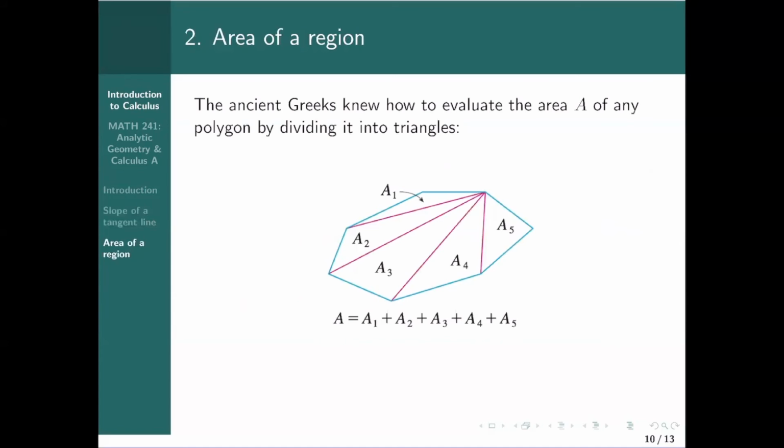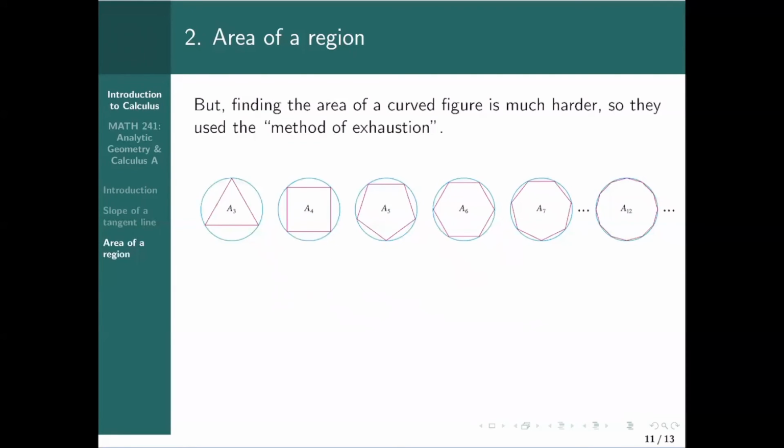Now let's consider another problem, which is the following. How do we find the area of a complicated region using approximations? Well, the ancient Greeks knew how to find areas of any polygons. And how did they do that? If we divide any polygon into triangles, as shown in this image, we can simply add the areas of the triangles, and this is going to give us the area of the original polygon. But how do we find, for example, the area of a complicated region? So the Greeks used a technique called the method of exhaustion.